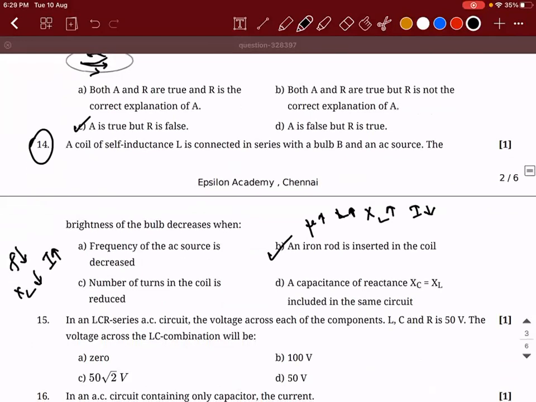Whereas, if you increase the number of turns, then L will increase. When L is increasing, XL will increase. So that is given number of turns is reduced. Sorry, if it is increased, then it will be right. The number of turns are reduced. N will decrease, then L will decrease, XL will decrease, and I will increase. So bulb will glow brighter. This is not possible at all because there is no capacitance.